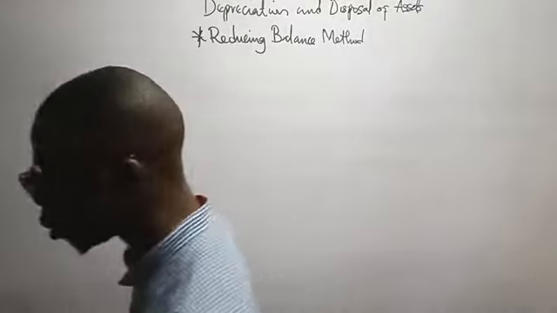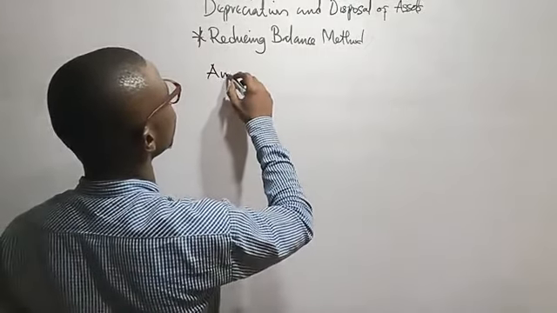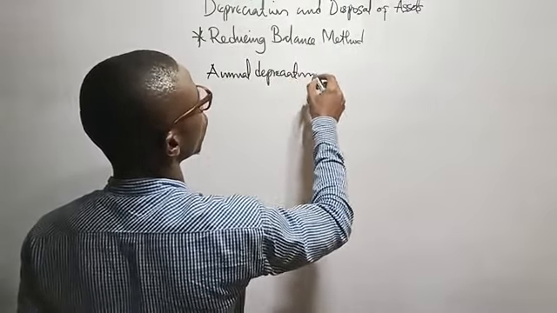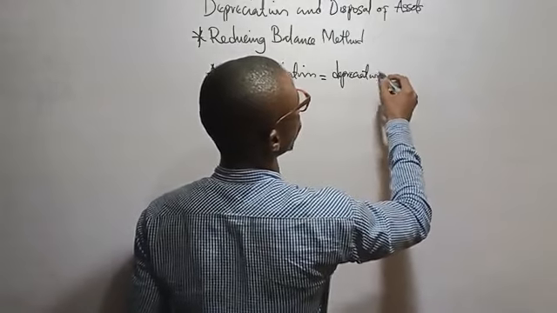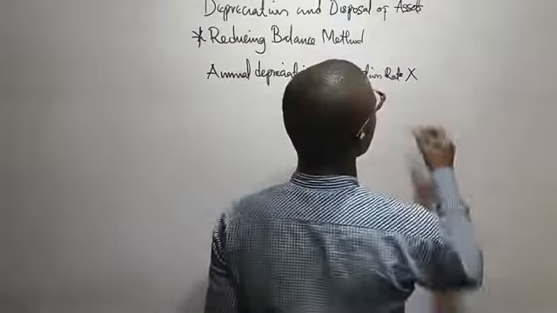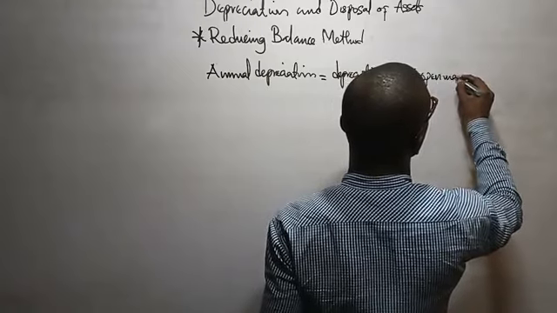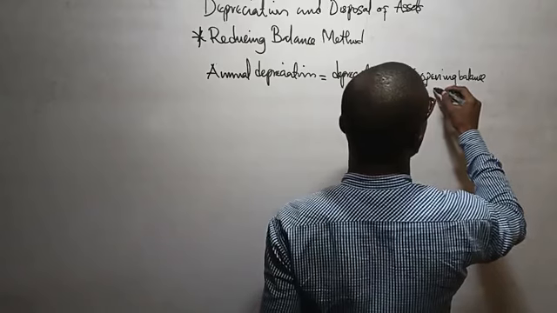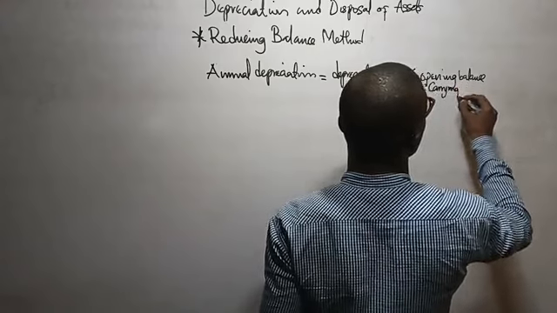Now, if you are given the reducing balance method, the annual depreciation is calculated as follows. It will be the depreciation rate, that means they have to give you the depreciation rate, if they don't give you, times the opening balance of the carrying amount.